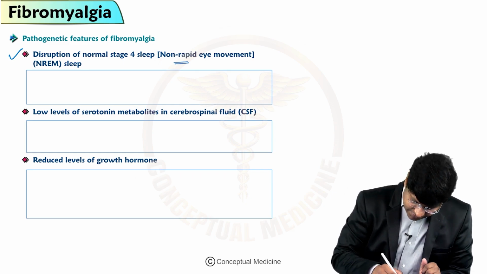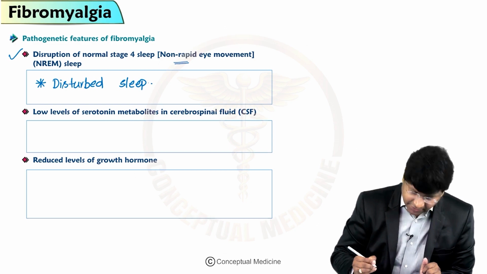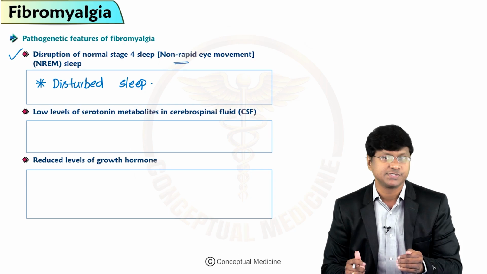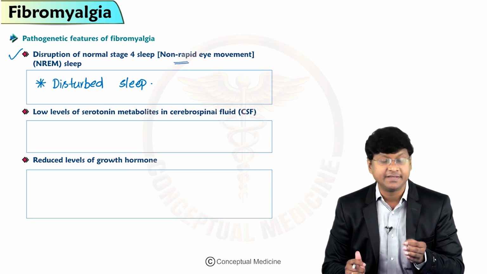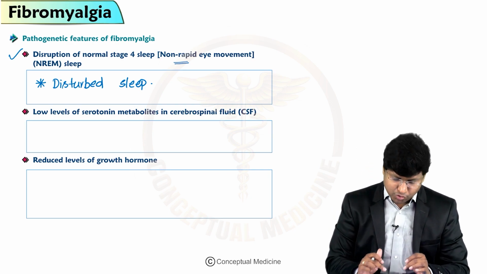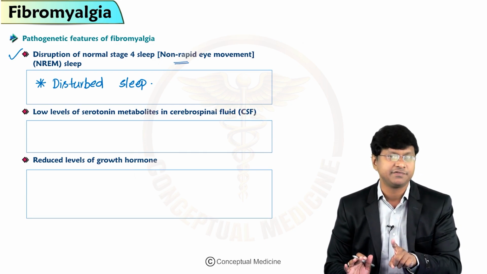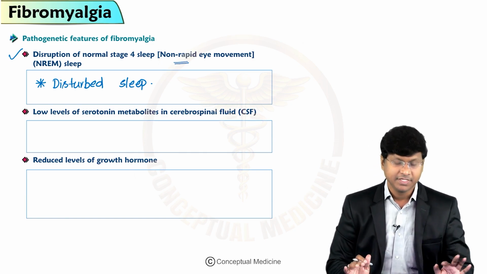So disturbed sleep has been implicated as a factor in pathogenesis. Whenever the individual awakens, they will have unrefreshed sleep, which has been observed in most of the patients with fibromyalgia. So one of the very important pathogenic features is disturbed stage 4 sleep.